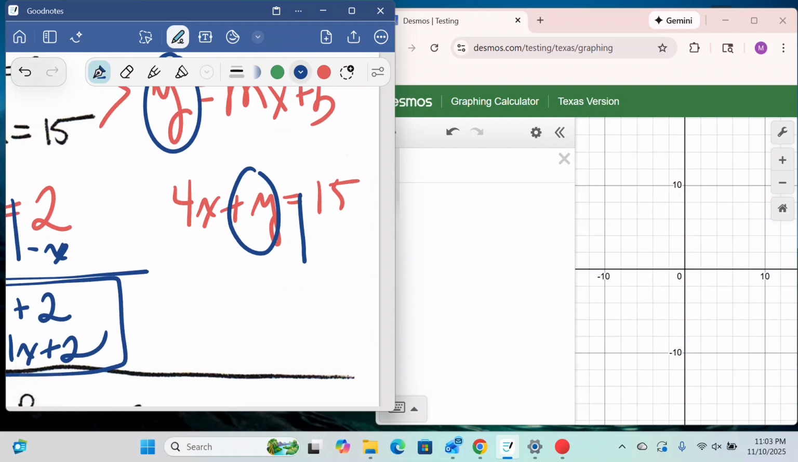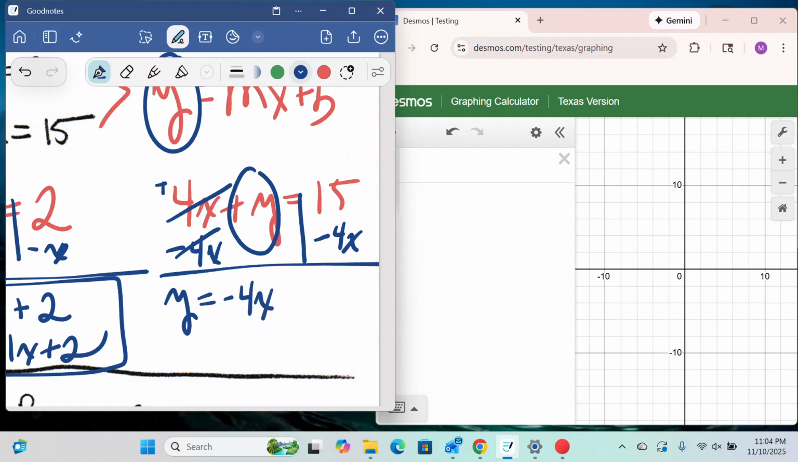Now if I go on to this one, I'm going to do the same thing. I want to isolate the y. This is a positive 4x. How do I get rid of positive 4x? I subtract 4x. But if I do that to that side, I also have to do this to this side. I'm going to draw my line. Positive and a negative 4x gives a 0, so that gives me y is equal to negative 4x plus 15. And the order matters because, once again, I want to put it in mx plus b.